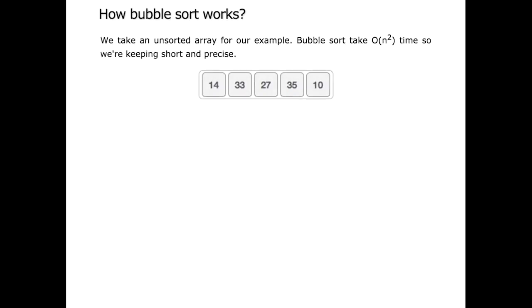So how does a bubble sort work? We take an unsorted array. In this example, we've got 5 numbers: 14, 33, 27, 35 and 10. We're just keeping the set of numbers short because the longer the set of numbers, the more time it takes. So just in this example, again, let's stick to 5.